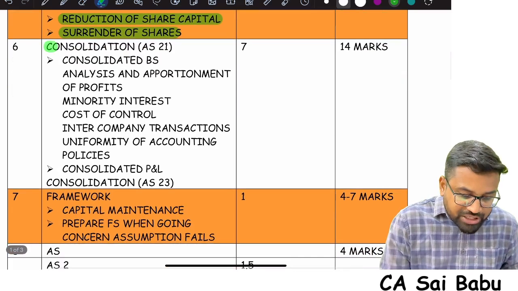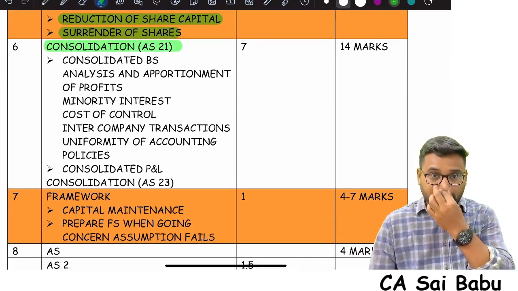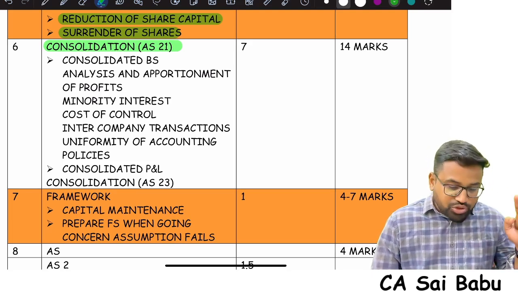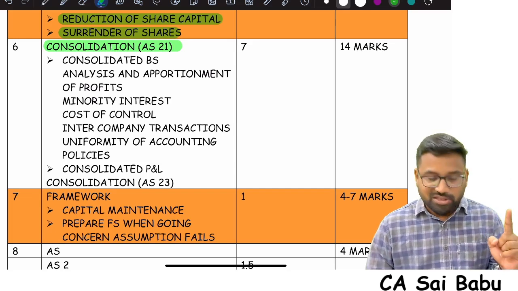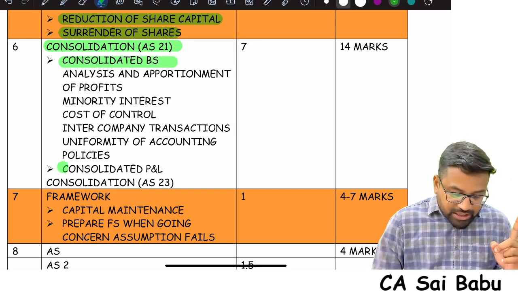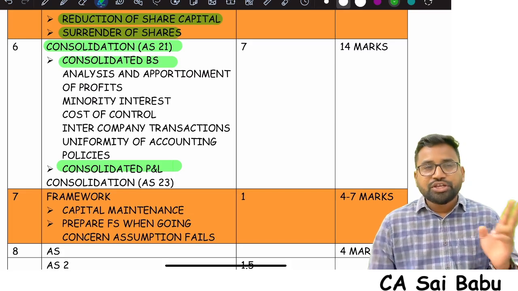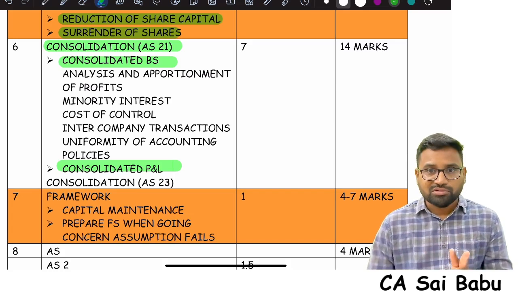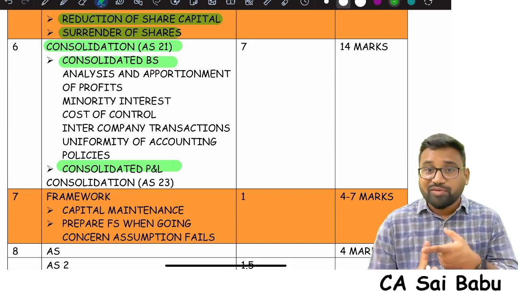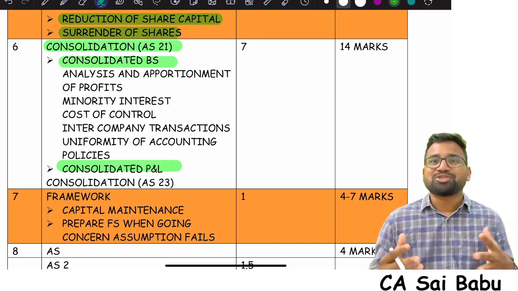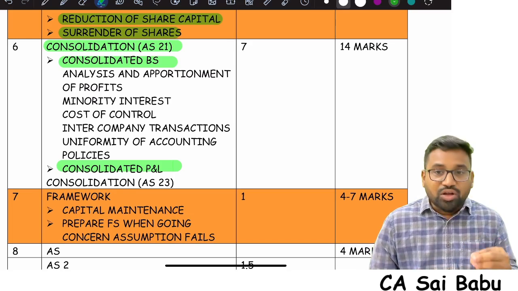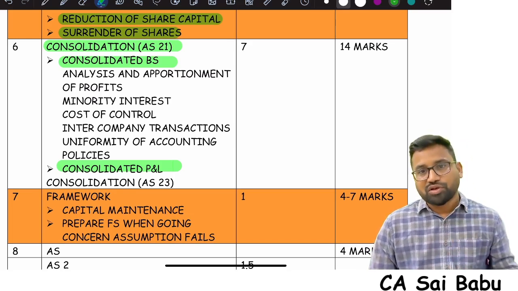Next, the most important chapter is consolidation, AS21. In consolidation, you need to focus on 2 things. When it comes to consolidation, I'm talking about AS21, sir: consolidated balance sheet and consolidated P&L. Generally, they will ask for the consolidated balance sheet, but sometimes they ask for the consolidated P&L account also. If they ask for the P&L account, it will be very easy, because there are not many adjustments and calculations when you do the consolidated P&L. Okay, the consolidated balance sheet is the area you need to focus on.